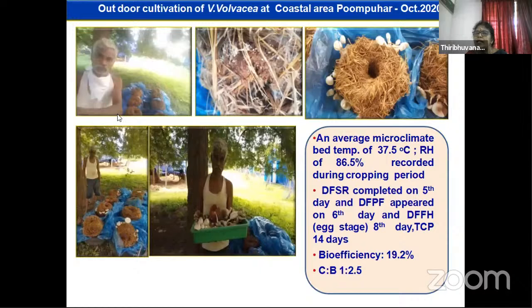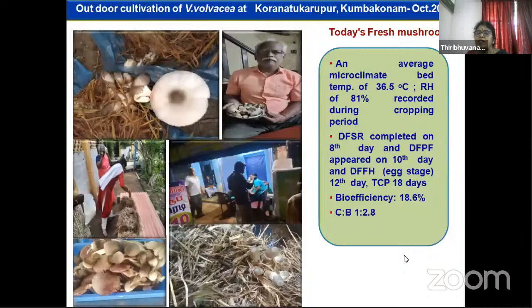Then I conducted a trial with Mr. Rajendran at Poombuhar, which is close by Karaikal. Here also the success was achieved, within a cropping cycle of 14 days, since the climate is very close to the seashore, within another 5 kilometers. So the microclimate was so conducive that within 5 days the spawn running was completed, and within 6 days we could see the pinheads, and the mushrooms were harvested on the 8th day with a good bioefficiency of 19.2%. He also got a cost benefit ratio of 2.9.